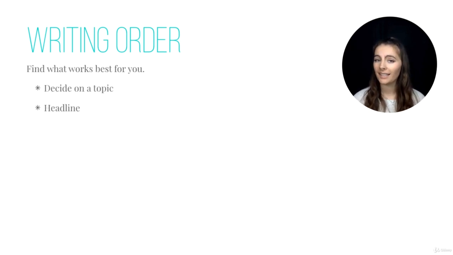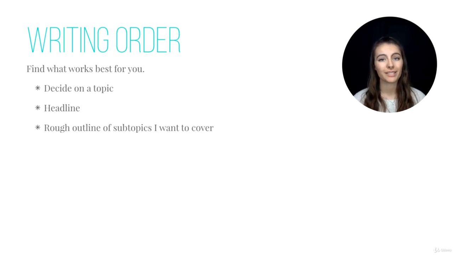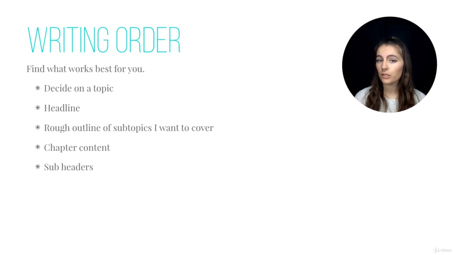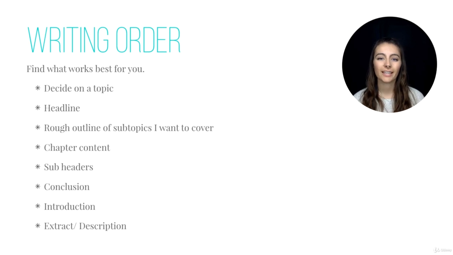Finally, the writing order. When I'm putting together a post, I tend to do it in this order. I decide on the topic, I decide on the headline, I make a rough structure outlining the content I want to cover with all my points and my subpoints. I then write out the chapters, and to be honest, as I'm doing this, I'll tend to adjust and finalise the structure as I go. I'll then write out the subheaders, write the conclusion, write the introduction, and then finally write the extract or the description. This is just personally the way that I do it. It's completely up to you how you want to write out your posts.